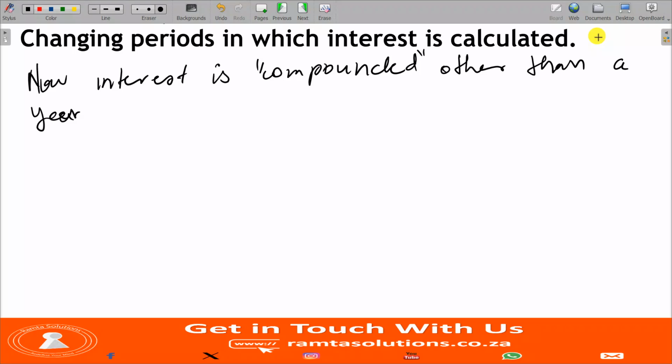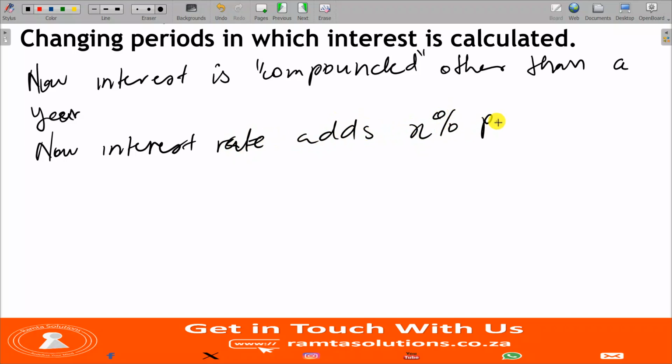So far you've been seeing per annum. Now we are going to look at an interest rate of, let's say, X percent per annum compounded Y times. Because I do not know this value, I'm going to call it Y. This is what you are going to see.